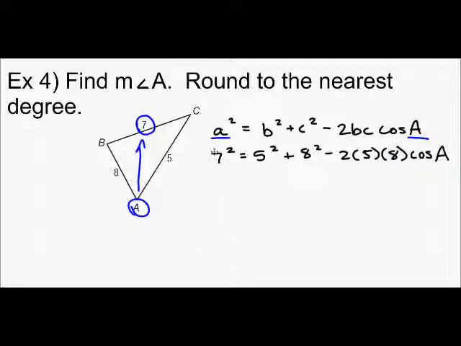Okay. And now we're going to simplify like last time. 7 squared is 49. 5 squared is 25. 8 squared is 64. Minus 2 times 5 times 8 is 80 cosine A. And again, be careful, that 80 belongs to cosine A. Don't touch it. 25 plus 64 is 89.